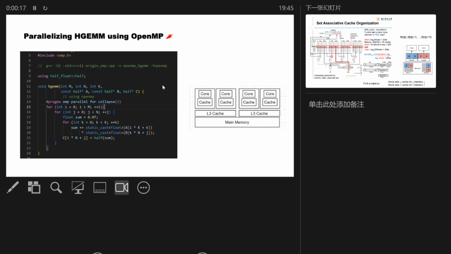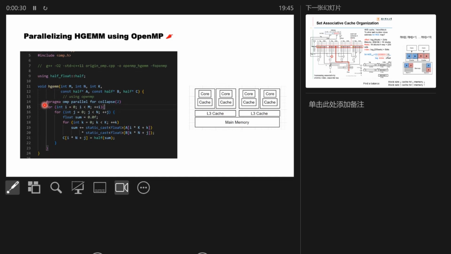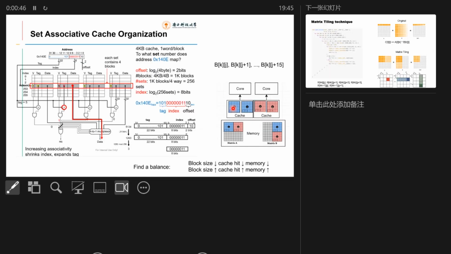And inside the CPU, I will also introduce a parallelization technique, that is using OpenMP. As you can see, after adding one line, as shown here, that is pragma omp parallel for, you can calculate the matrix multiplication with multiple threads, as we can see here. This is a single model of our CPU and our memory.